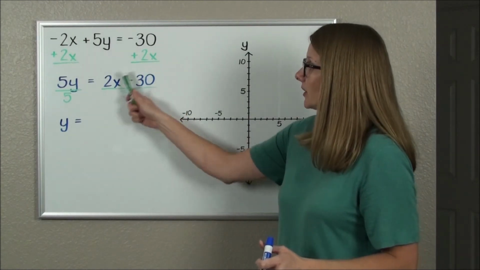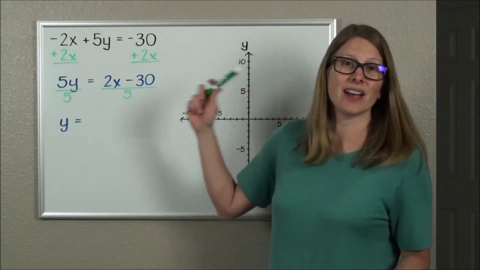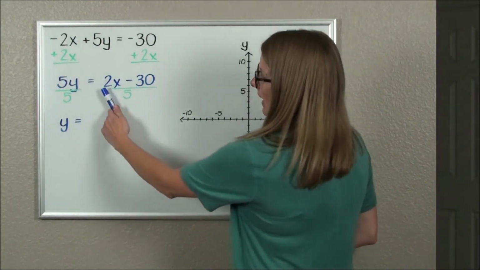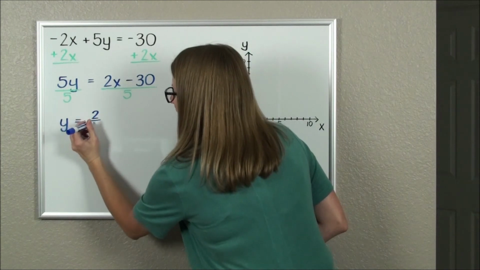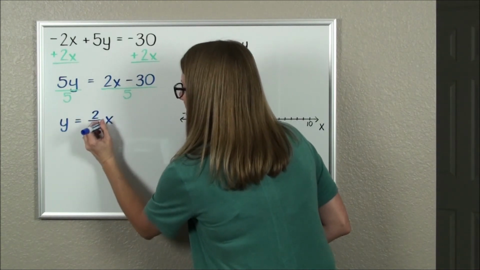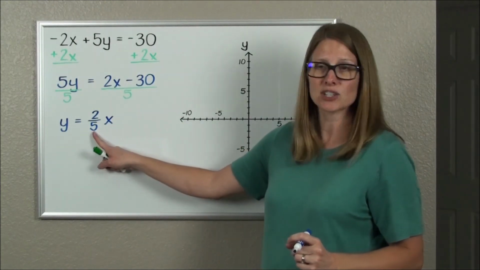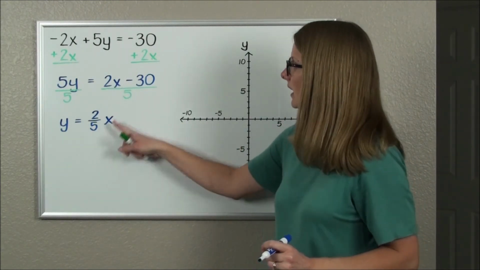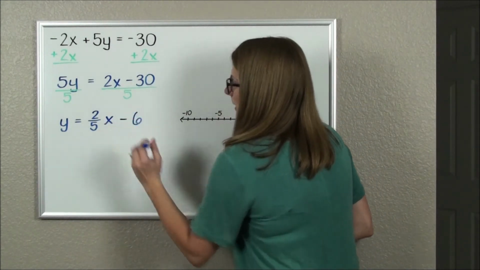But now I've got to be careful here. I can't only divide by 5 when it's convenient for me. I have to divide everybody by 5. So I'm going to have 2x divided by 5, which you kind of cringe at because it doesn't come out nice. I'm just going to write it as a fraction. So we have 2 divided by 5 as the fraction 2/5, and then I have that x. And now negative 30 divided by 5 gives me a nice negative 6.